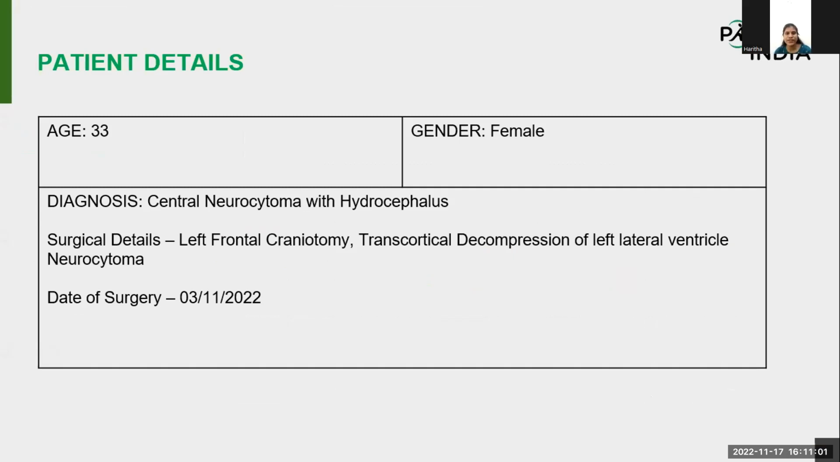Today, I am going to present the case, which is a 33-year-old female, sir, diagnosed with central neurocytoma with hydrocephalus.